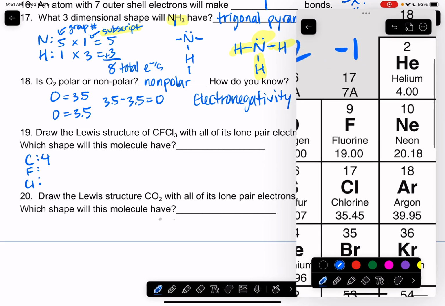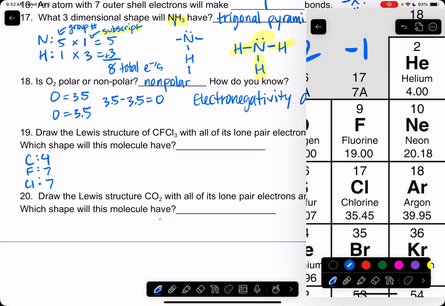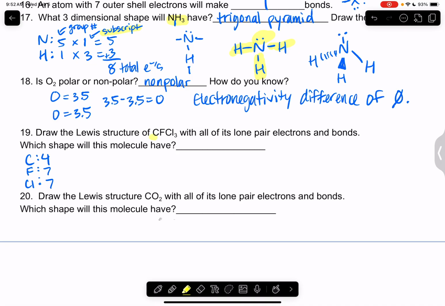Fluorine is in group 7. And chlorine is also in group 7. All right, and then after this, we're going to multiply by the subscripts, which are, again, these. If you don't see a number, it's 1. So we have 1 carbon, 1 fluorine, and 3 chlorines. So this is 4, this is 7, this is 21. We're going to add these numbers together. So that would be, let's see, 21, 28, 29, 30, 31, 32 total electrons.